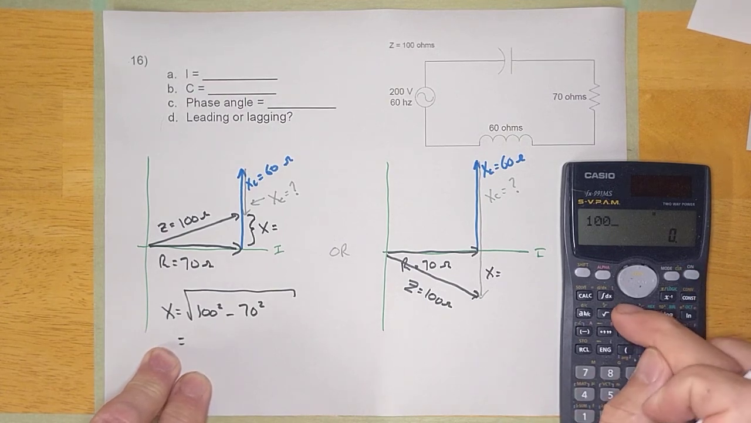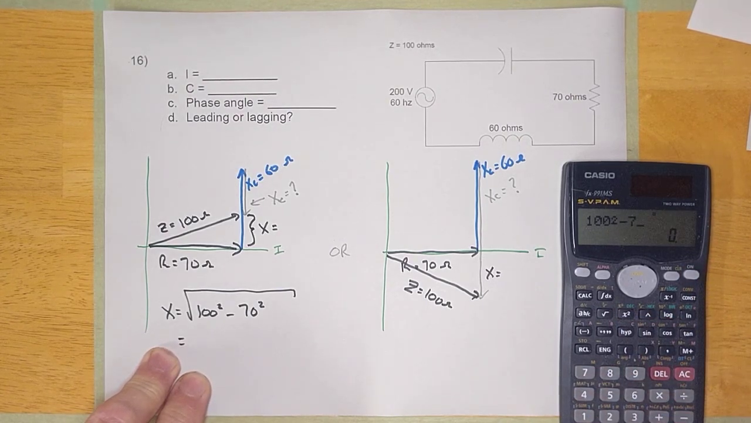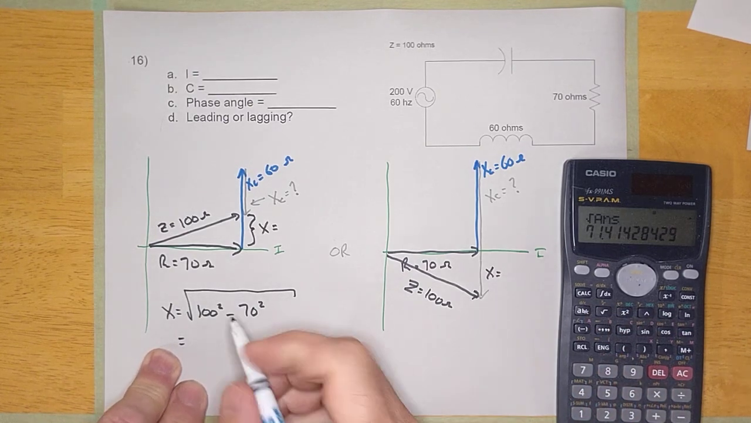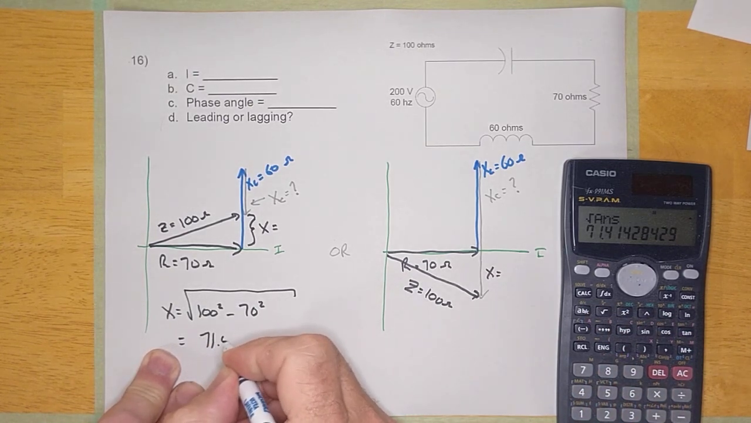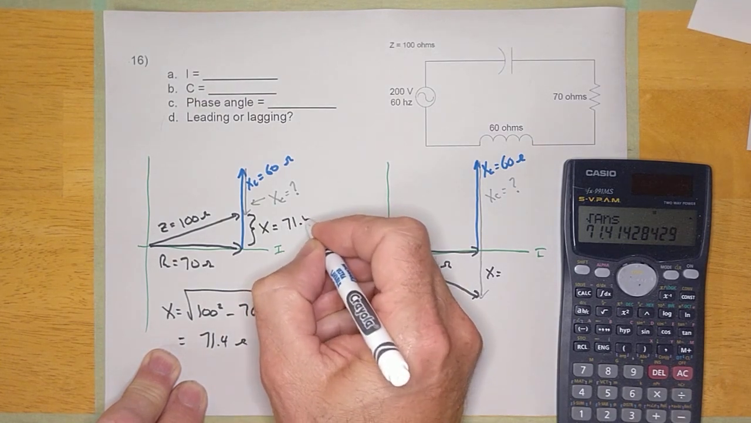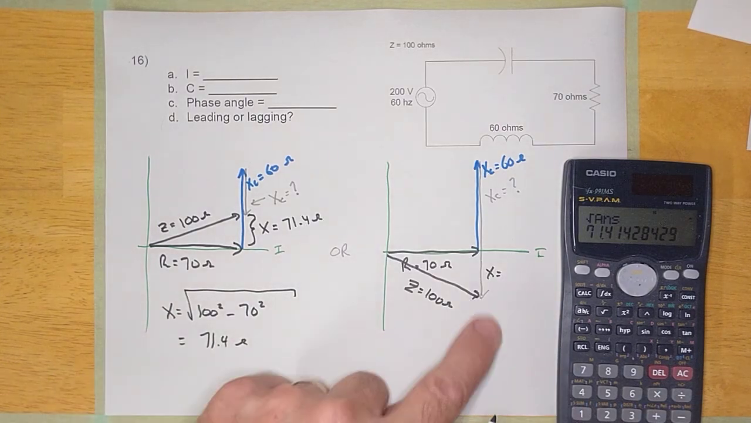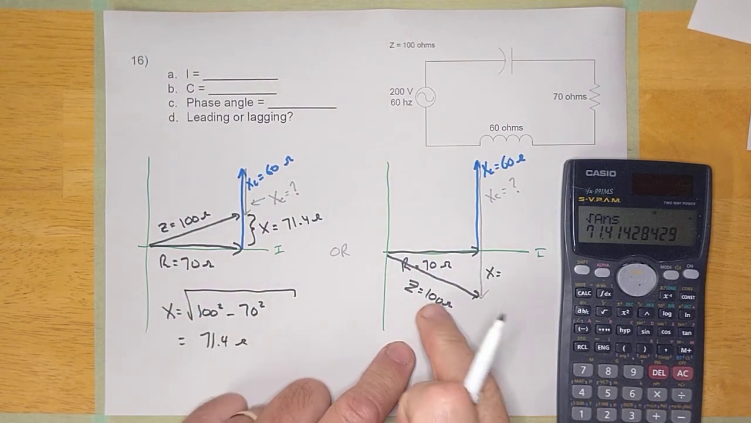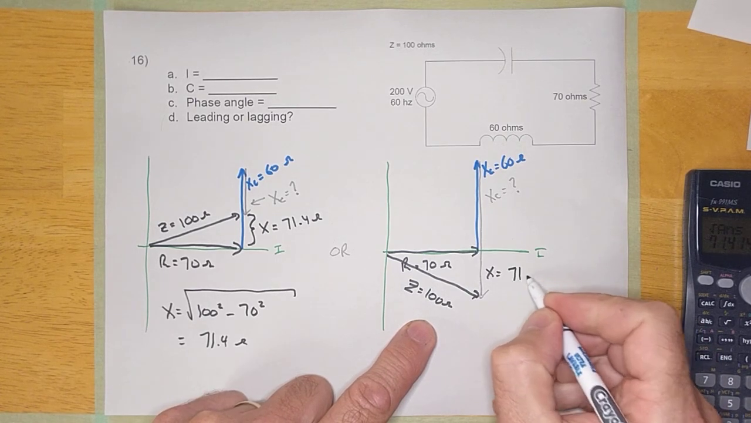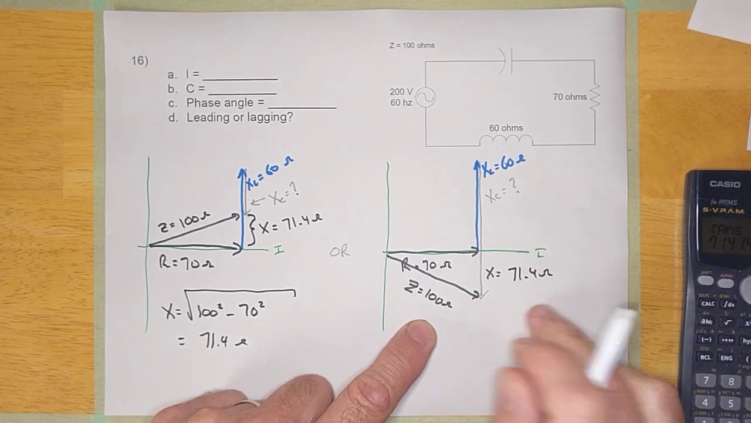It's 100 squared minus 70 squared, square root, and it looks like X is 71.4 ohms. All right, so 71.4 ohms. And if I calculated this one, it'd be exactly the same thing, right? 100 squared minus 70 squared, square root. So this one would also come out to 71.4 ohms.